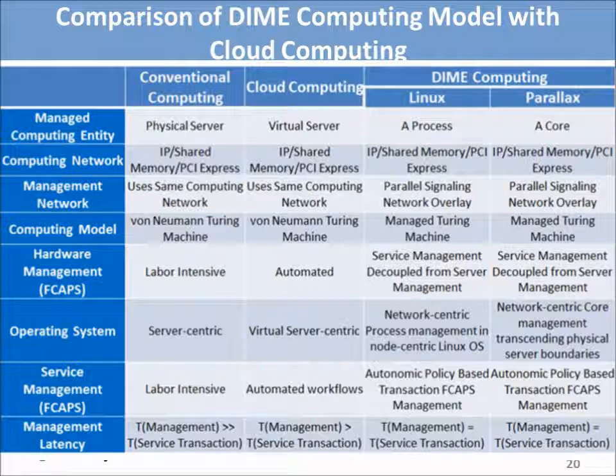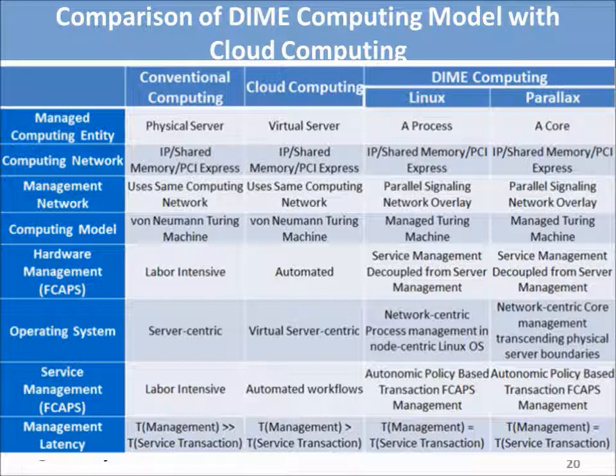This table shows the comparison between conventional computing, cloud computing, and DIME computing. In the case of conventional computing, the physical server is the base computing unit, whereas in a virtual cloud computing environment, the virtual server becomes the base computing element. In DIME computing, in the process based virtualization in Linux, a process itself is a base computing unit, and in Parallax, a core becomes a computing element.